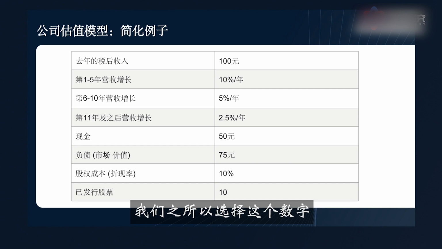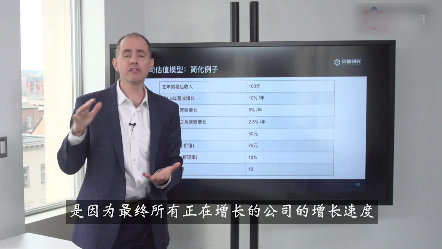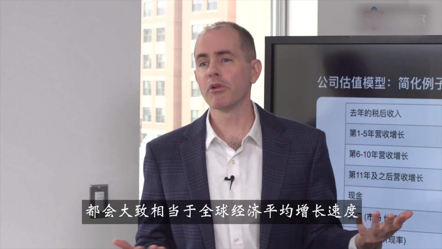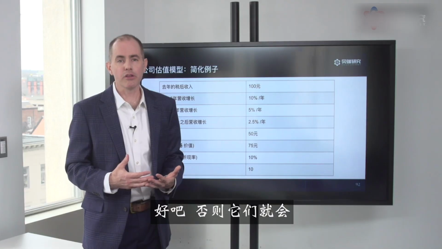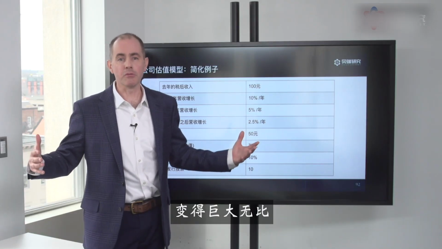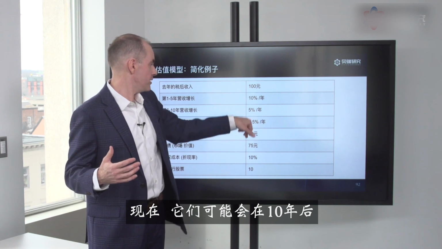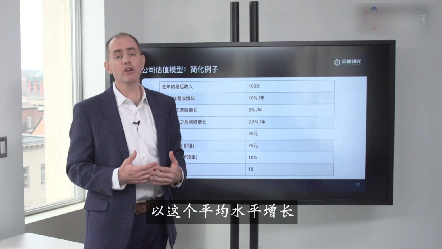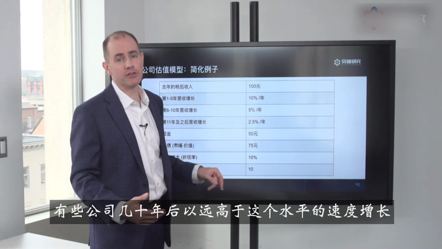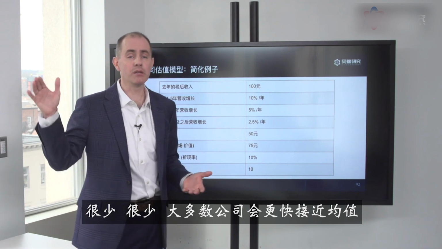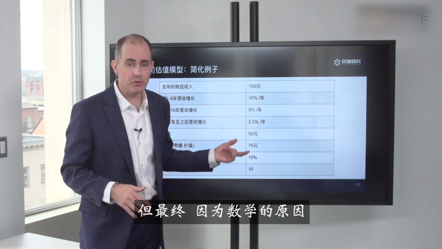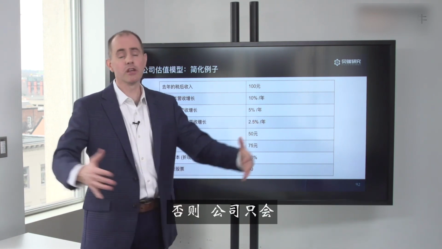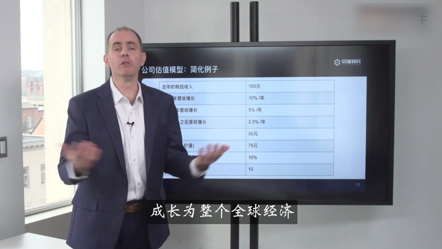We chose this number because eventually all companies end up growing at a growth rate that's roughly the global growth average. Otherwise they would just grow massively enormous. Now, they might end up growing after 10 years at this average. They may end up growing after 100 years at this average. Some companies grow for decades at much higher than this. Very few. Most companies mean revert much sooner. But eventually, for mathematical purposes, we have to assume some convergence to this mean. Otherwise, the company would just literally grow into the entire global economy.